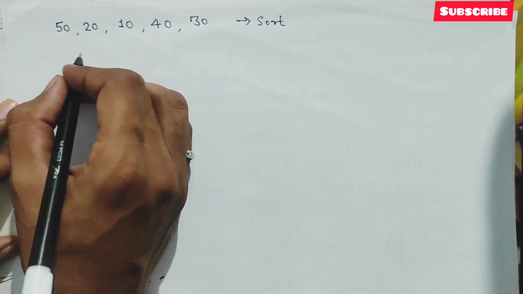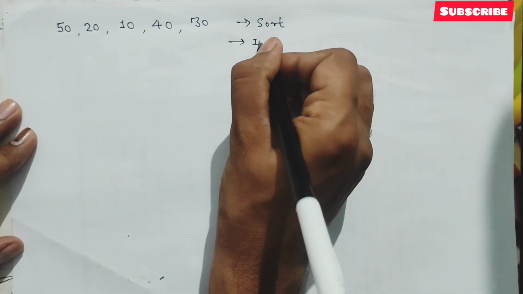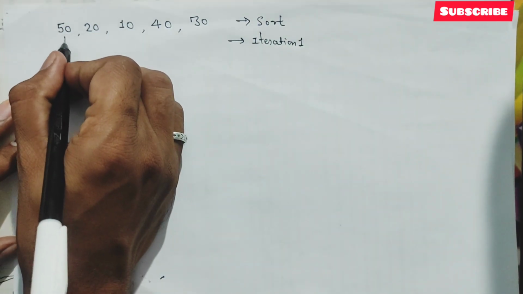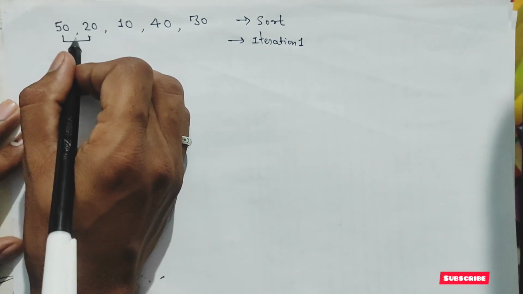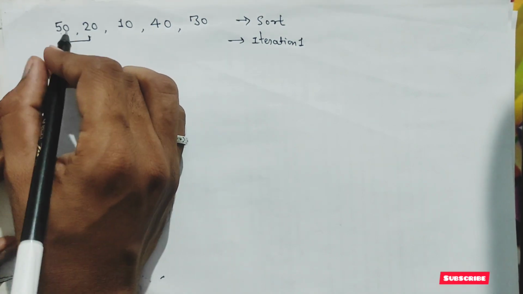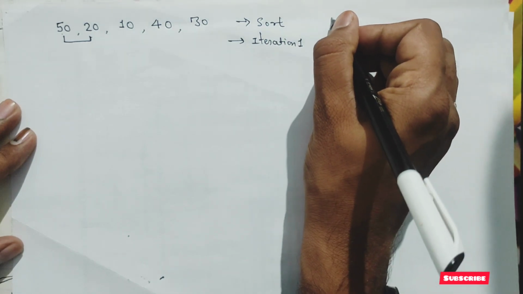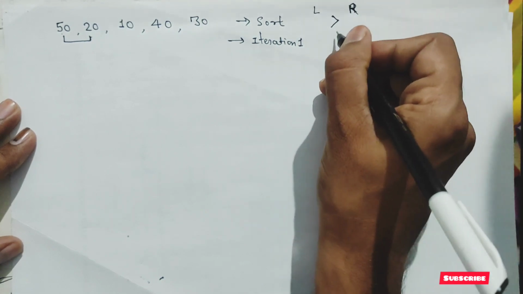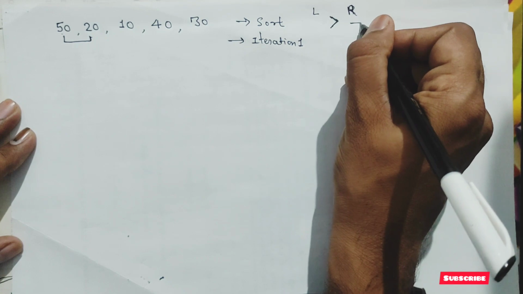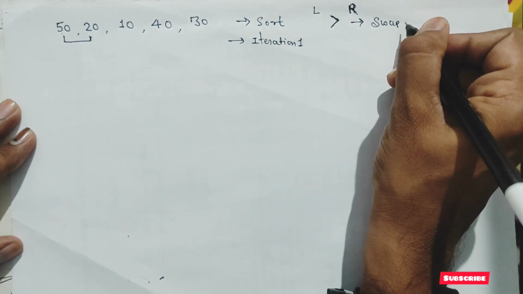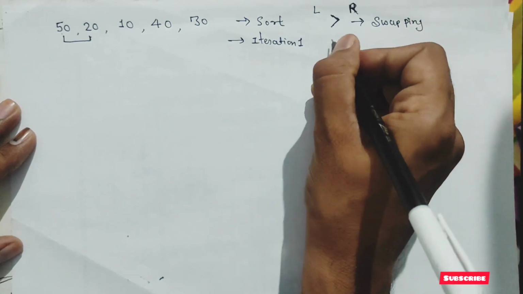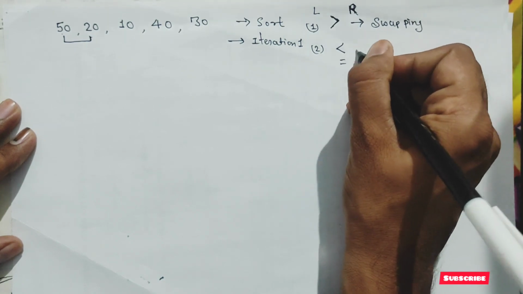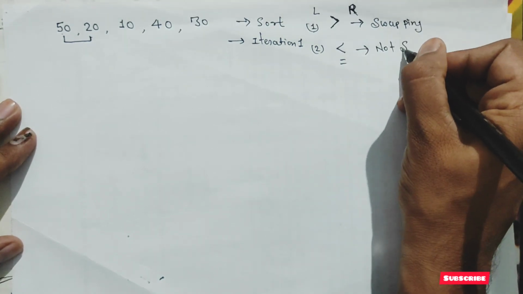In the first iteration, first we compare these two, 50 and 20. The condition is: if the element on the left-hand side is greater than the one on the right-hand side, then we will swap. That is the first condition, and the second condition is, if it is less than or equal, then we will not swap.